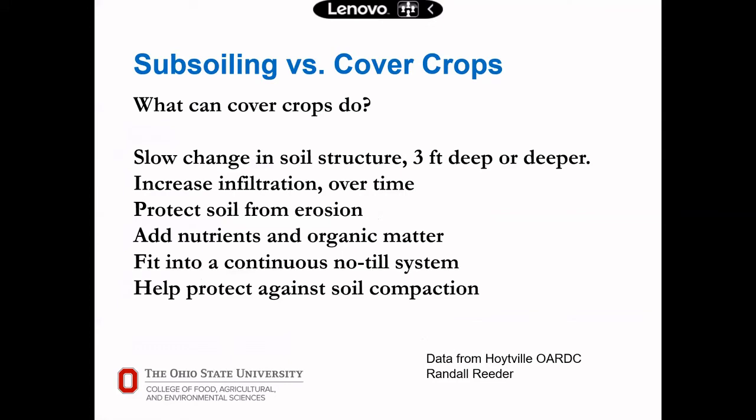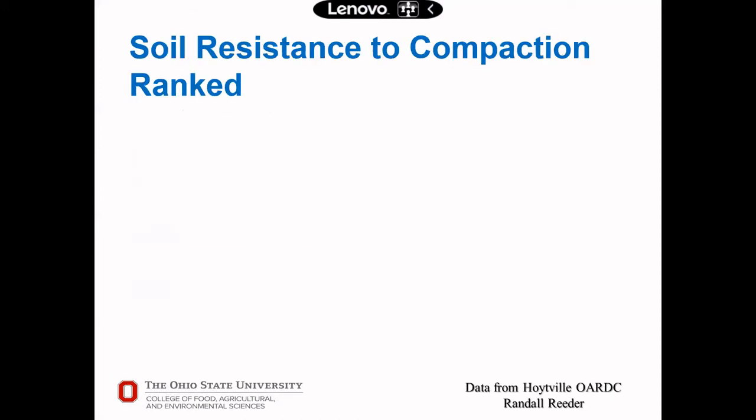What about a cover crop? What can it do for us? It's going to have a little slower change in soil structure. It might take 2 to 3 years, but it'll take out about 1 foot of compaction every year, so it can go down 3 feet or deeper. It increases your water infiltration over time. It protects the soil from erosion. It will tie up and add nutrients and organic matter to your soil. It fits really well into a continuous no-till system, and it helps protect that soil against compaction and erosion by having those live roots out there.